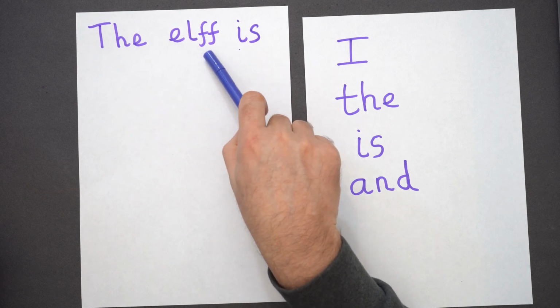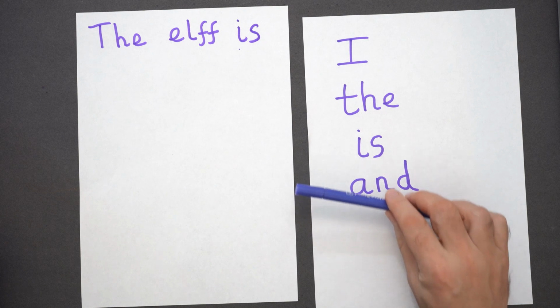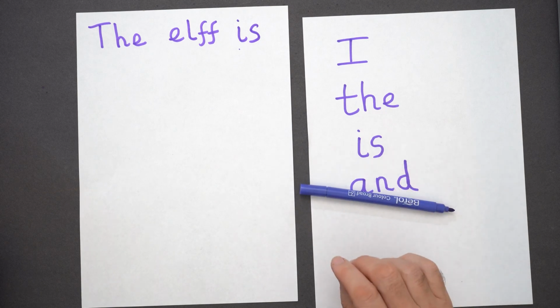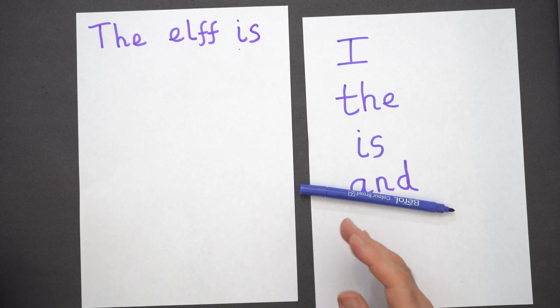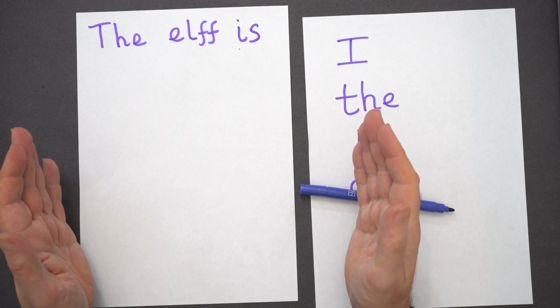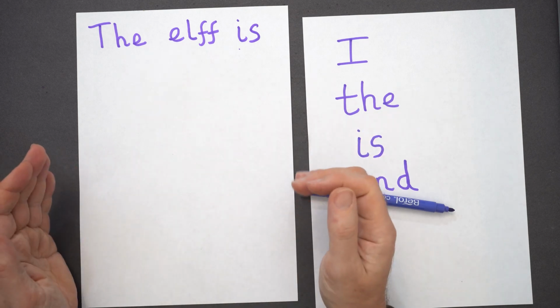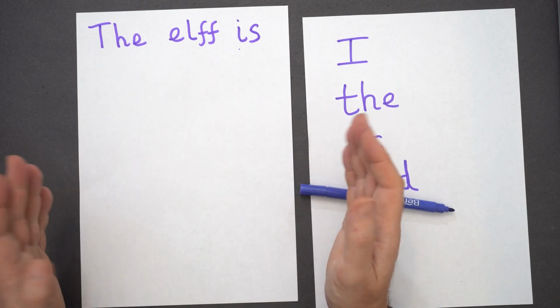The elf is flying. Now flying is quite a long word. It's got 2 syllables in, so support your child to make it easier for them to break it down into the syllables. So I say, let's clap the beats, let's clap the syllables in flying. Flying. How many beats? 2. Okay, let's do the first beat.